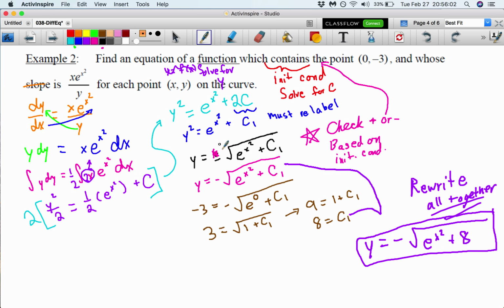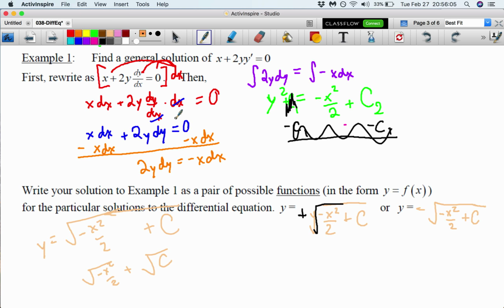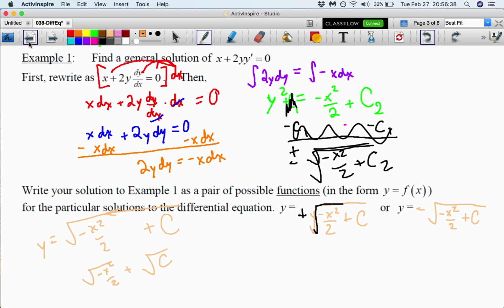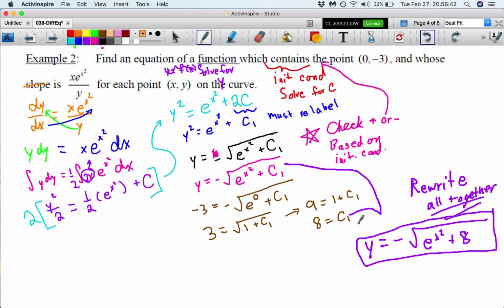Well, we can't put the plus or minus with the C1 here or here because the plus or minus is on the outside of the radical, and we can't bring it into the radical. This C is special because it could absorb it. So C1 in this example would just work out to be positive or negative, depending on what the right answer was. Whereas this C would have worked out to be 8 no matter what you did out here. That's the scary part. You would get 8 every single time.